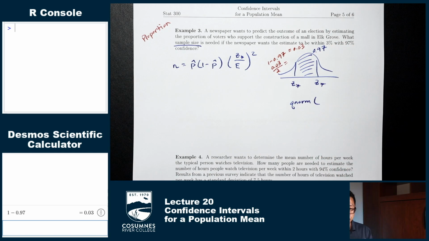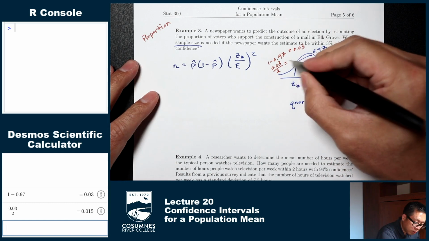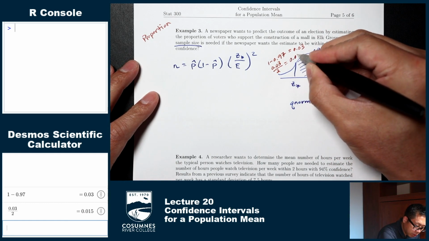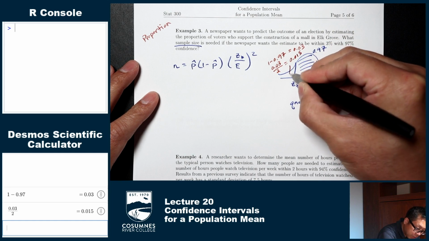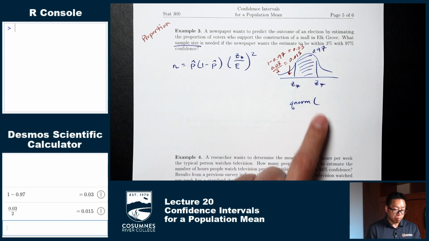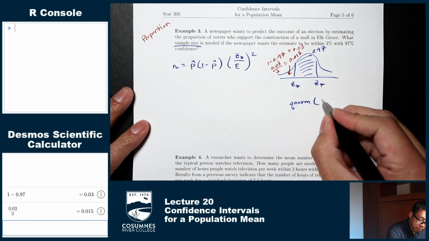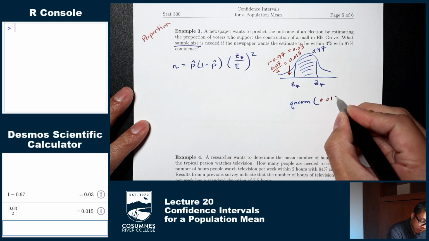0.03 divided by 2 is 0.015. Okay, that gives me the left unshaded part, which is what I'm going to plug into R. So 0.015.